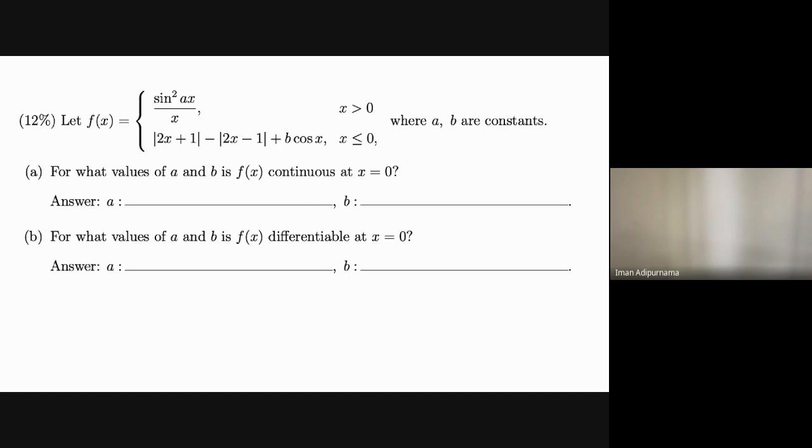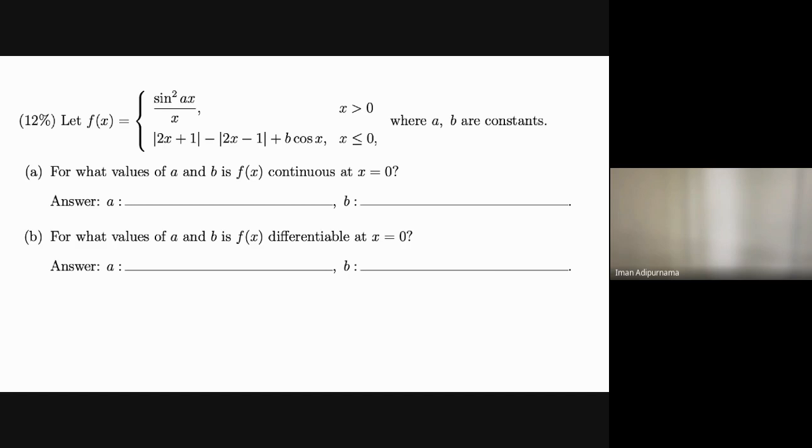a and b are constants, and that is what you need to find. What values of a and b make the function continuous at x equals 0? And the second one is the same question, but the function is differentiable at x equals 0.